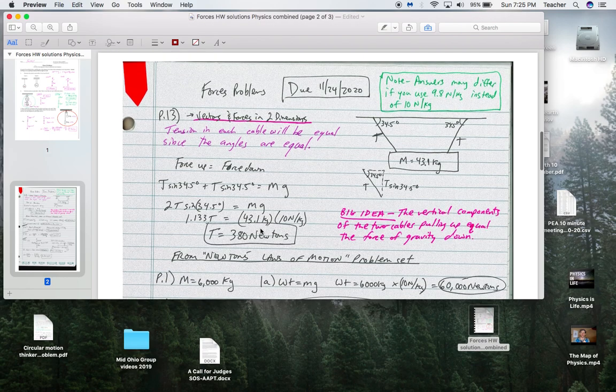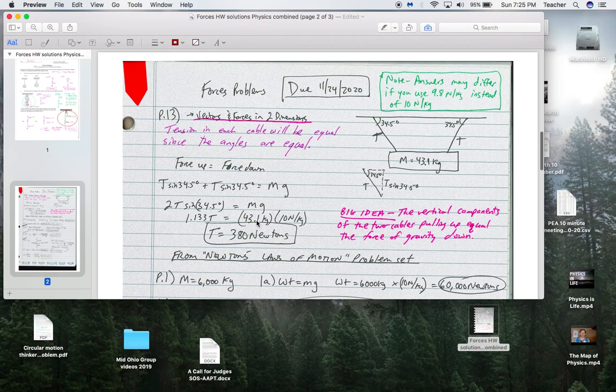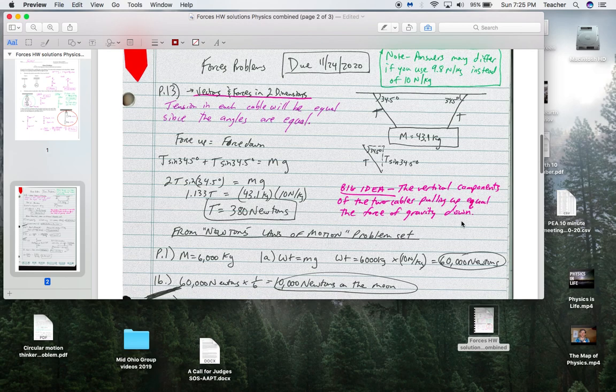So mg is the weight, the gravitational force downward, that's 431 newtons. Here, when I add these together, I get 2T sine of 34.5 degrees. And when I do the trigonometry for that in degree mode on my calculator, I get 1.133T. I get a T of about 380 newtons. If you got double this, it's because you only thought about one of the ropes, not both of them. And the big idea is noted over here.